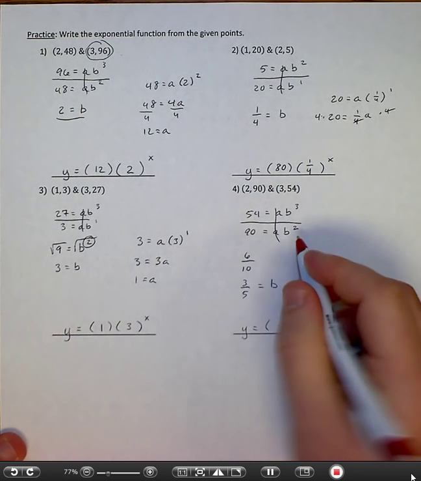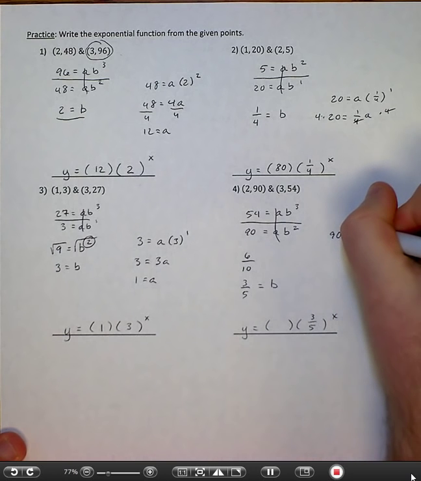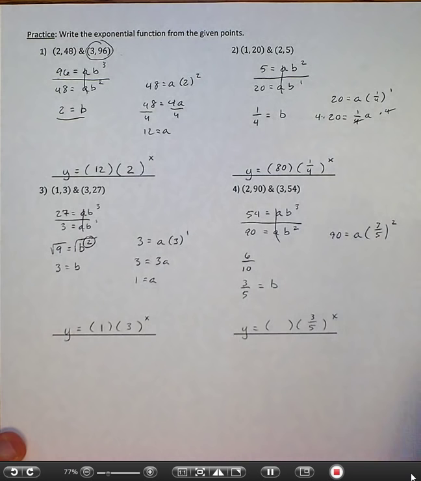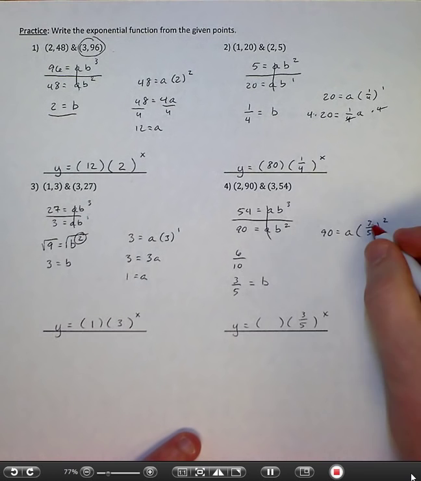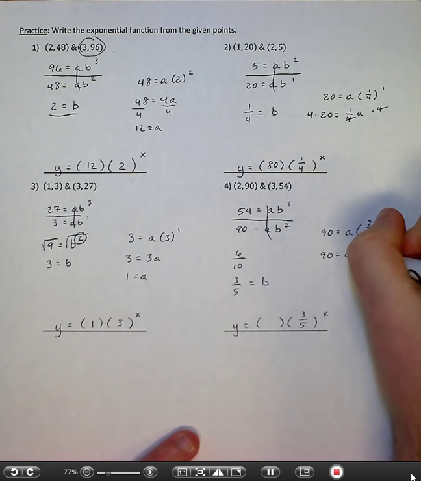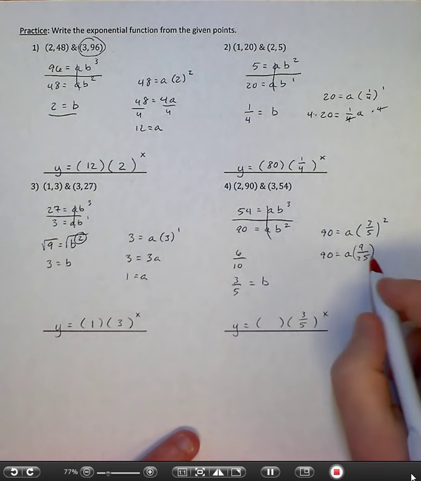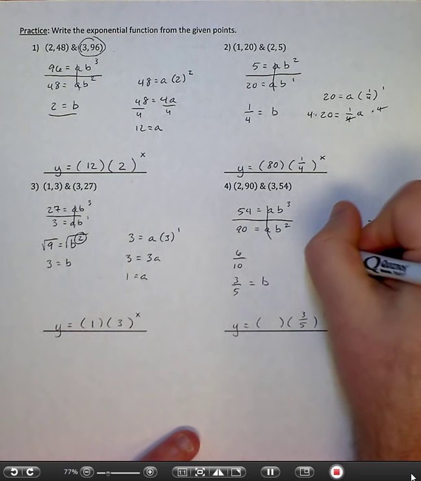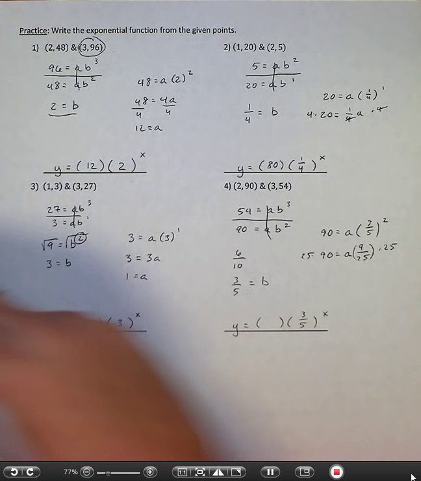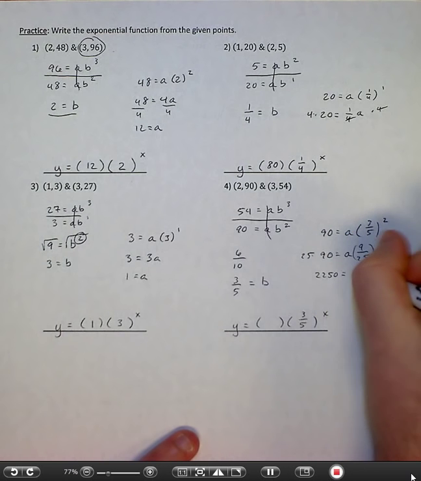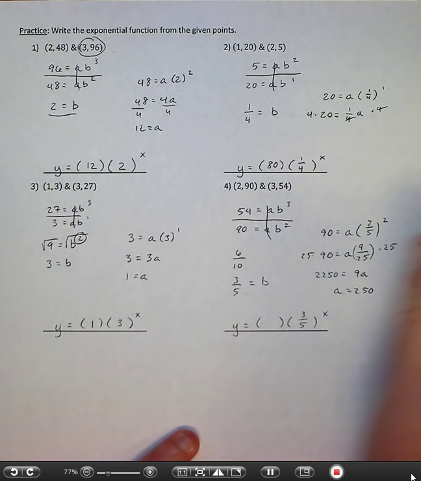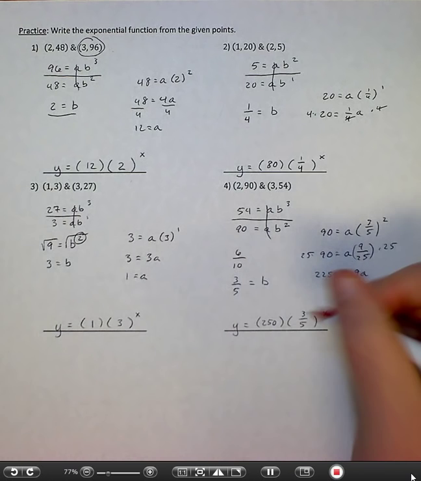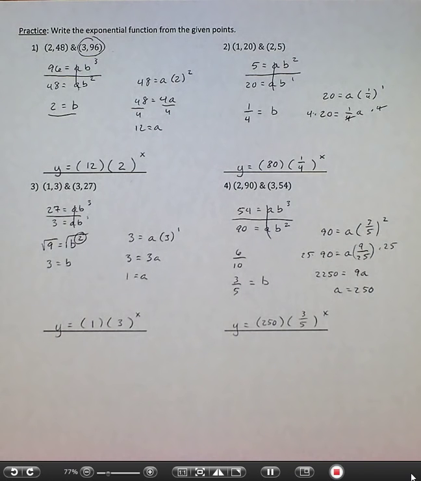Now I take that and plug it in. So 90 equals a times 3/5 squared. Looking kind of tricky here, but if you keep in mind all the rules we've learned in this unit, it's not that bad. 3 squared is 9. 5 squared is 25. So now I have to get rid of the 25, so I'm going to multiply by 25. So 90 times 25 is 2250 equals 9a. Divide by 9, I get a equals 250. And that is writing exponential equations from 2 points.